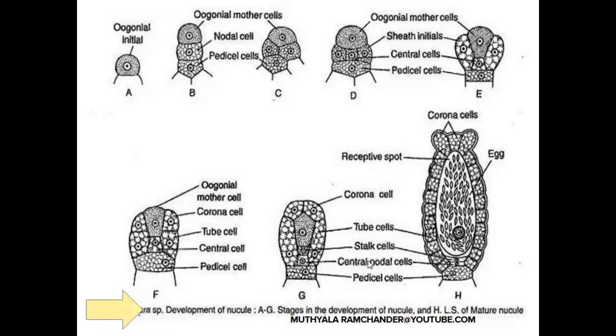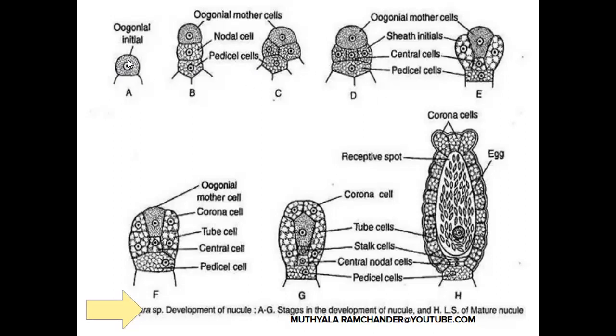The central cell again participates in transverse division. It produces a nodal central cell and a stalk cell. Above the nodal central cell, the stalk cell is present. Above the stalk cell, the oogonium is present. It is the development of the nucule of the Chara.